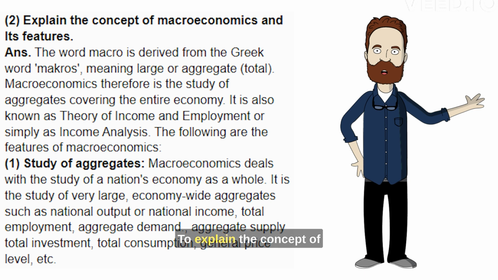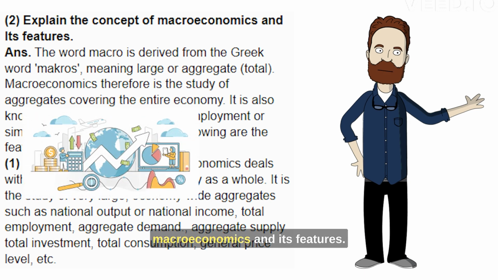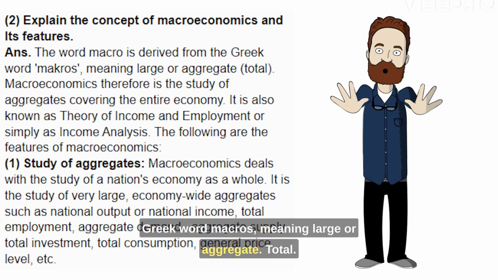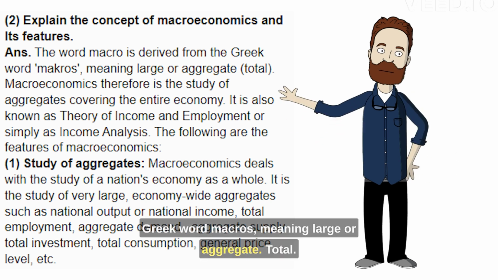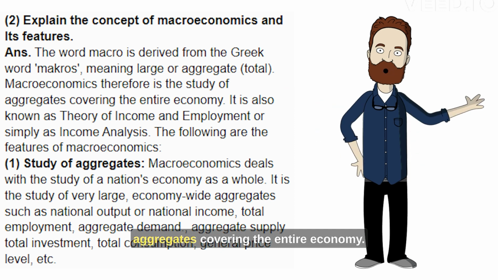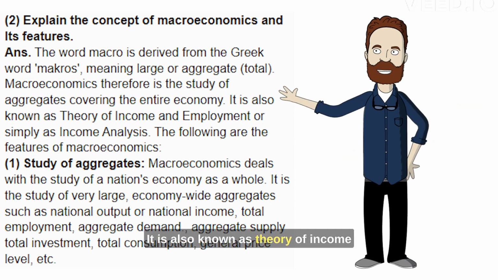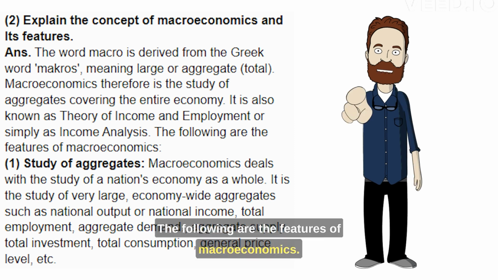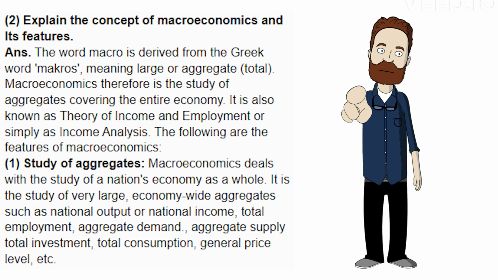2. Explain the concept of macroeconomics and its features. Answer: The word macro is derived from the Greek word makros, meaning large or aggregate, total. Macroeconomics therefore is the study of aggregates covering the entire economy. It is also known as theory of income and employment, or simply as income analysis. The following are the features of macroeconomics.